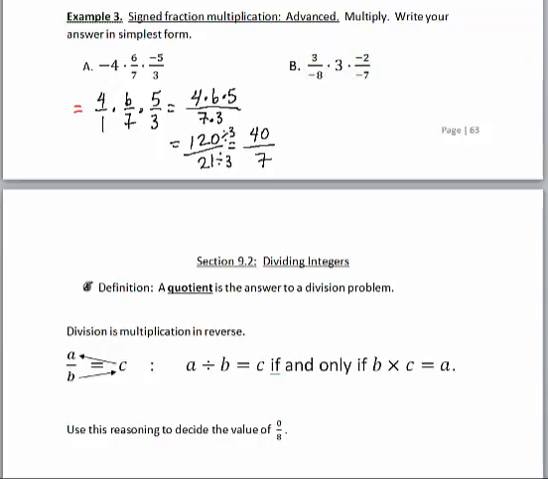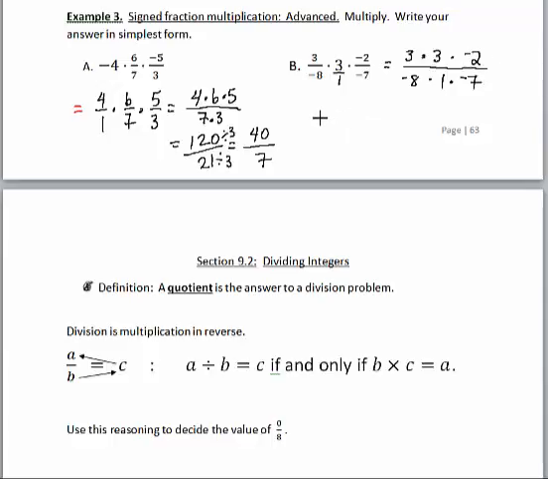What about B? So we know the tops are all going to multiply, and the 3 is a numerator, so the numerator of our product would be 3 times 3, and then times a negative 2. And then for the denominator, we have negative 8 times 1, in that I could write the 3 in the middle as 3 over 1. So negative 8 times 1, and then times a negative 7.